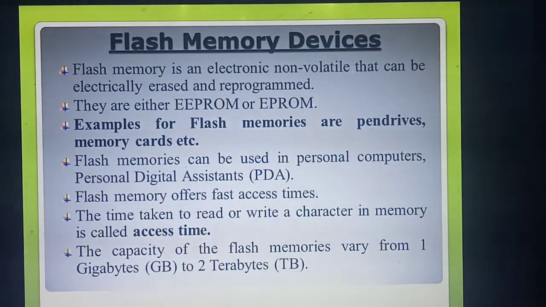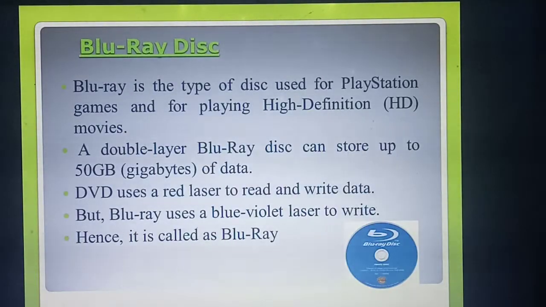This kind of devices you can use in personal computers, tablets, laptops, etc. Then access time: this kind of flash drives will have fast access time. What do you mean by access time? The time taken to read or write a character in a memory is called access time. So the capacity will start from 1 GB till 2 TB. Understood? Okay, so next one is Blu-ray disc.